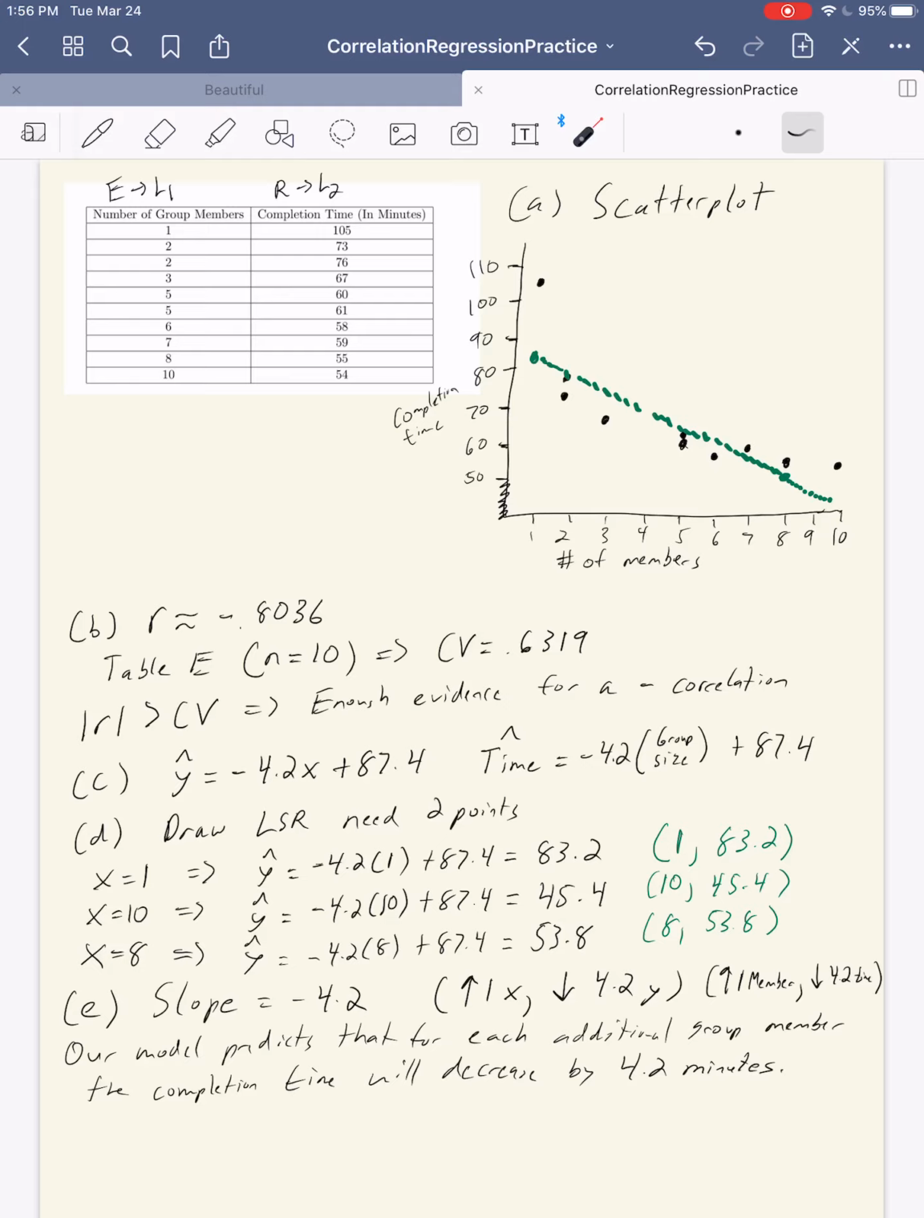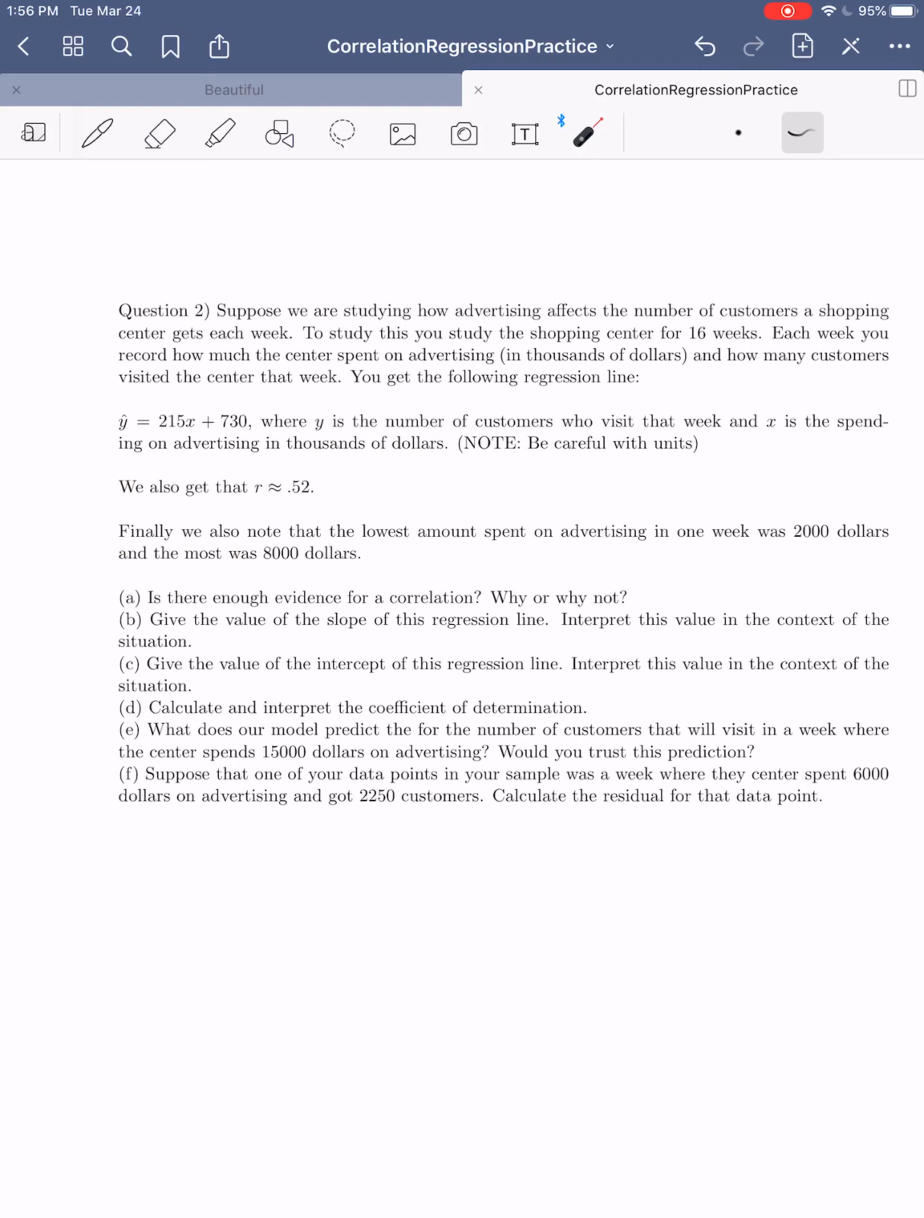So there we go, right? That sort of runs you guys through all the major things you should be able to do with correlation and regression when given sort of raw data like this. All right, let's go ahead and look at question 2.